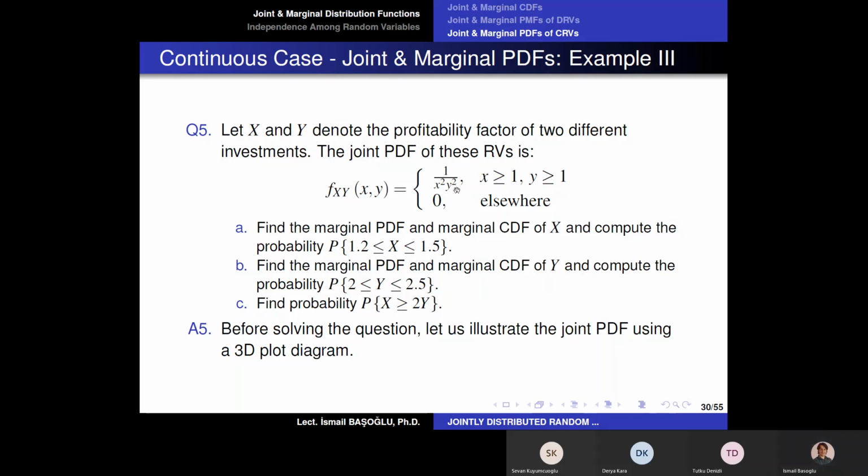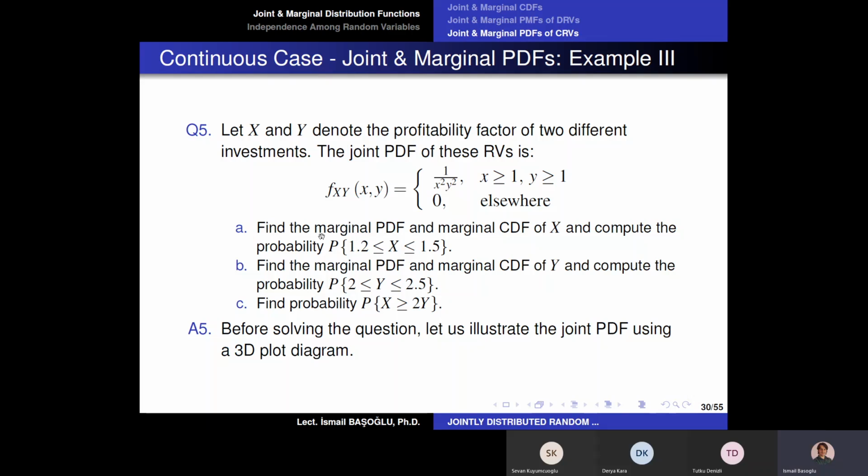Now, please be careful here. Both random variables are defined on the same region. Both x and y are greater than or equal to 1. Similarly, the contribution of x and y values in this function are the same. They are both in the denominator as a multiplier, and they are both squared. Which means the marginal PDF of x and the marginal PDF of y should be the same. If their marginal PDFs are the same, then their marginal CDFs should be the same as well. In fact, their expected values and variances should be the same as well. Now, let's check it out.